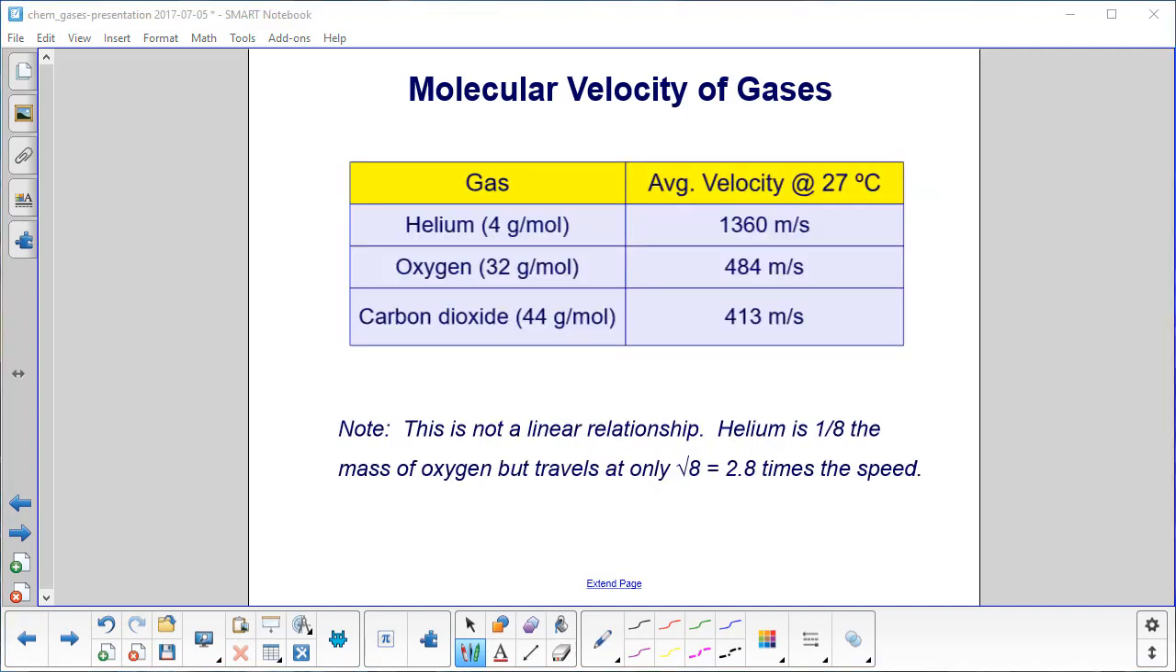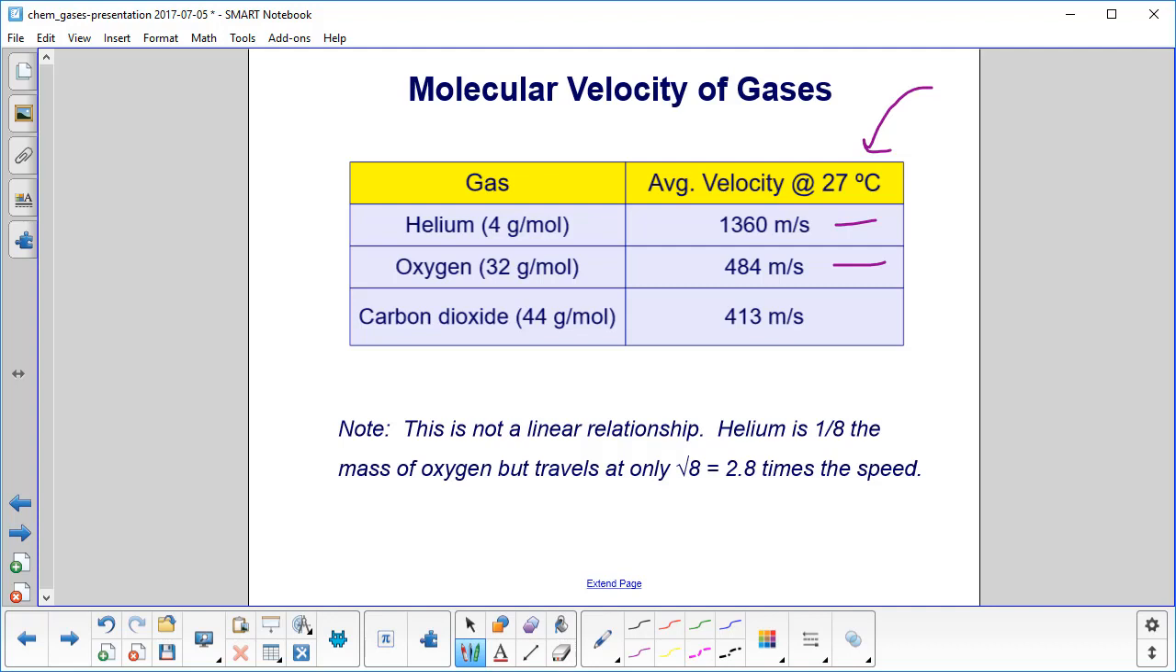Here's a sample of different molecular velocities of gases at the same temperature and pressure, of course. So we have helium, which is 4 grams per mole. There's its average velocity. And oxygen. Let's just look at those two. Notice the molar mass of oxygen is 8 times as great as helium. However, helium is not 8 times the speed of oxygen. It's only the square root of 8.